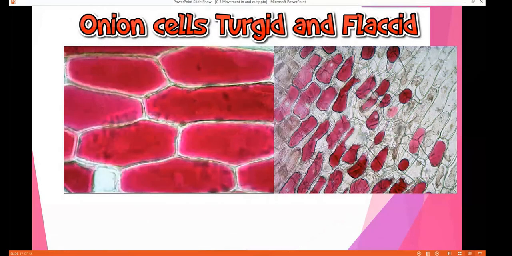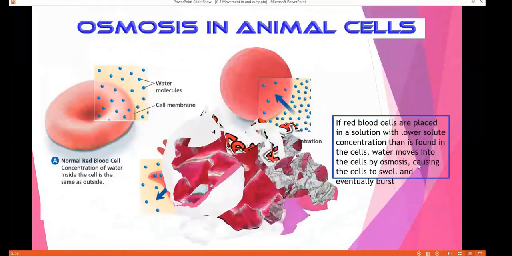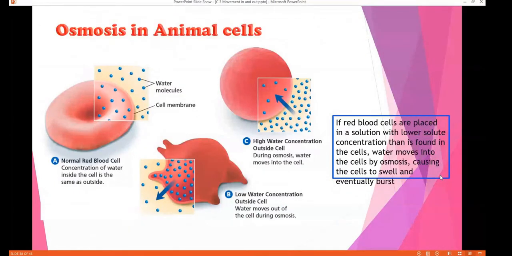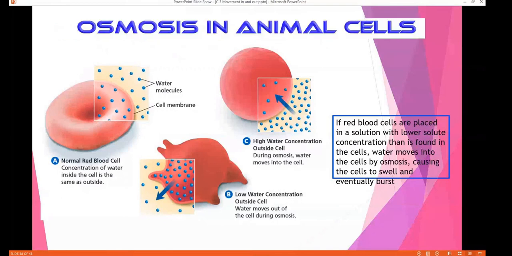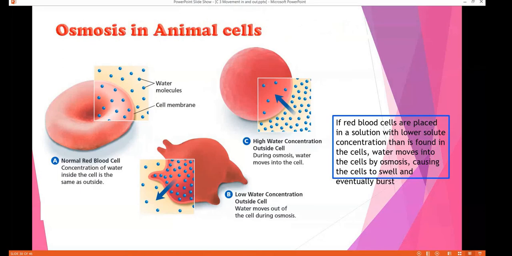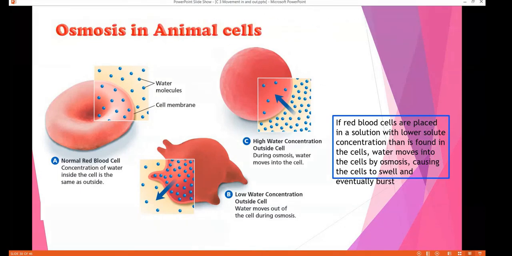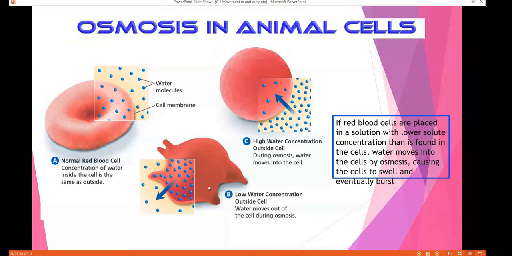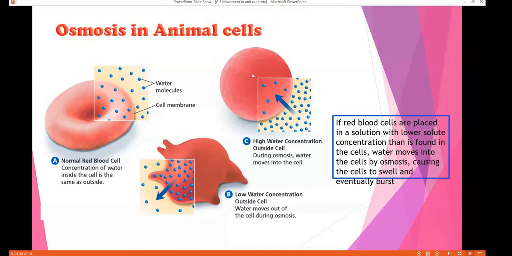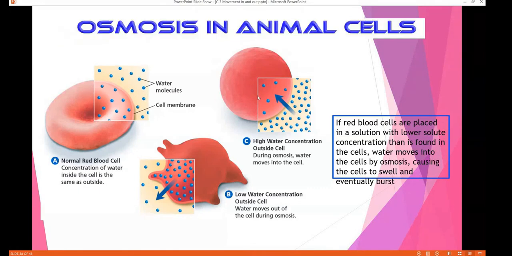Okay, so you can see the difference between the onion cells. The left side onion cells are turgid, meaning they have enough water, and the right side onion cells are flaccid, meaning most of the water has been lost into the outside atmosphere. Now in this slide, you can see how osmosis takes place in animal cells, the same example we discussed last week when we were talking about osmosis in animal cells. You can see this is the normal RBC, this is a flaccid RBC and this is a turgid RBC.